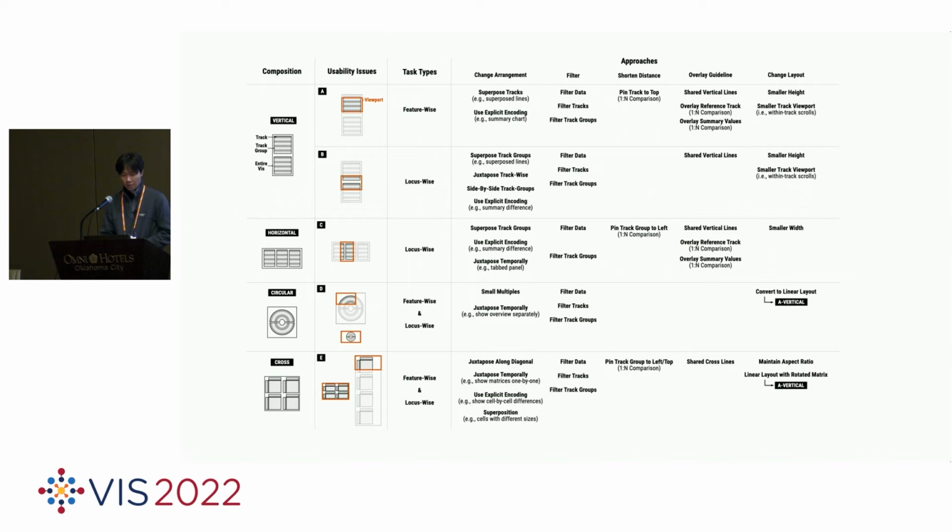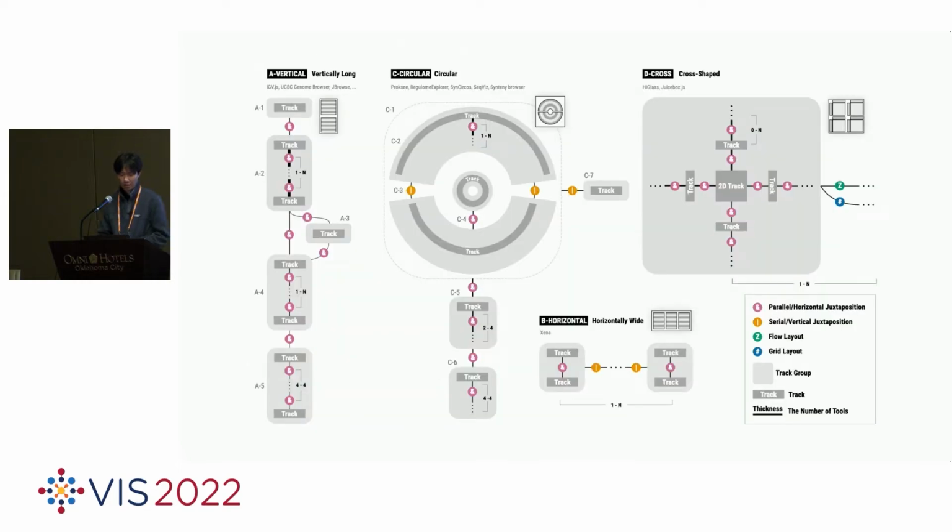In our paper, we provided a full table that lists multiple approaches by composition patterns, usability issues, and task types, so that designers can more easily find the potential responsive designs for their visualization. And also, adopting the idea of text variant visualization, we provided more in-depth visual summary of the view composition patterns.